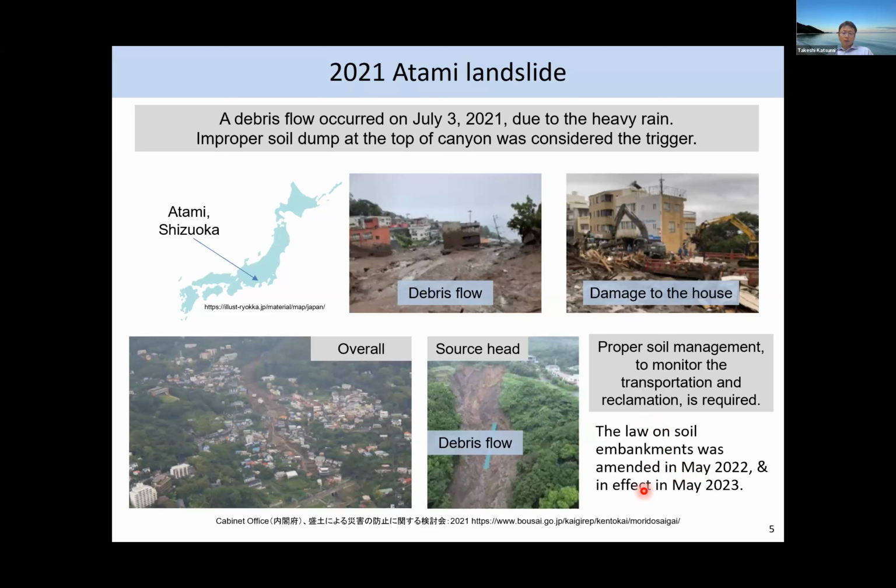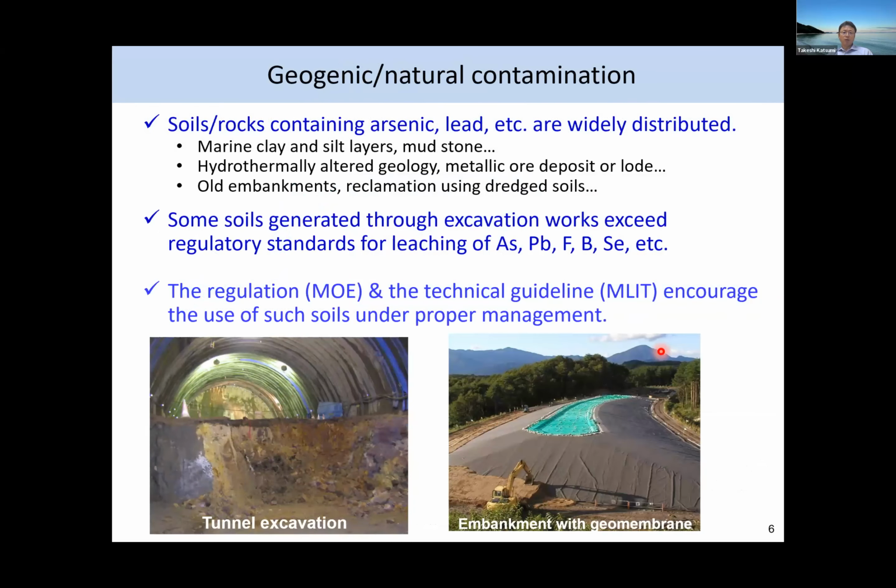So as I mentioned, proper soil management is required, but also the geogenic or natural contamination might discourage the reuse of the soil materials. You might know that soils containing arsenic, lead, etc., are widely distributed not only in this country but also all over the world.